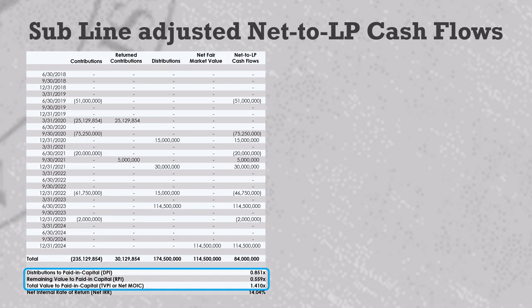Okay, so we remember from the gross return table that the first portfolio company investment was made in December of 2018. But here we don't call capital until June of 2019, so clearly we have some subline activity going on.